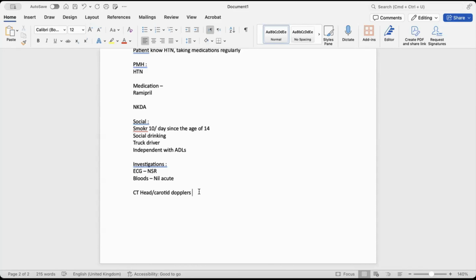Again, CT head and carotid Doppler is a TIA clinic decision. We don't do them in A&E. If it's a stroke, this is a completely different scenario. But this is a TIA, we don't do it. We just do an ECG, we do bloods, we do the full neurological examination, make sure there's no neurology, and then we basically just examine the patient. This has to be a head-to-toe examination. Any neurology coming in is a full head-to-toe examination.